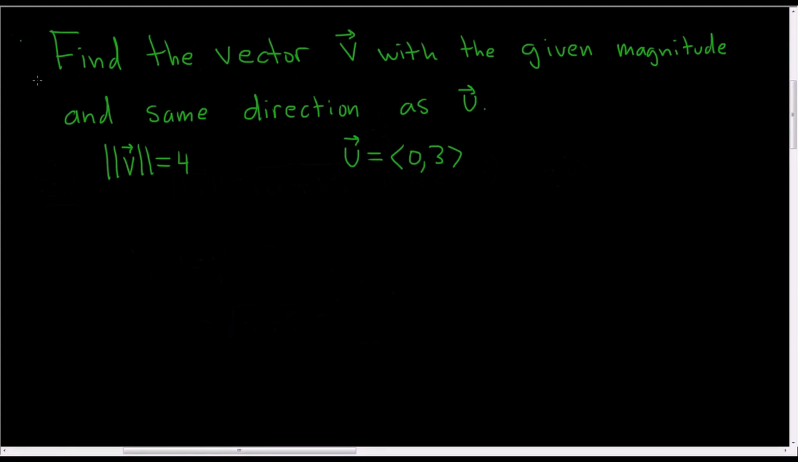And that's it. We're being asked to find the vector v with the given magnitude. So here the magnitude is given to be 4. So this is the magnitude, and same direction as this vector here. So let's work it out.